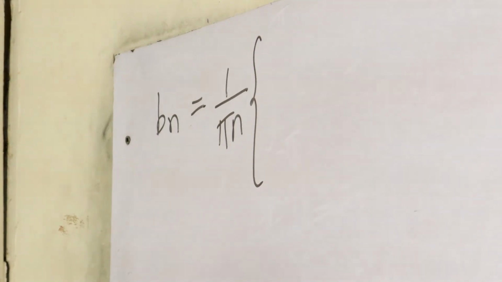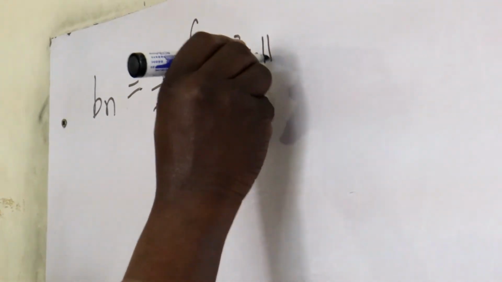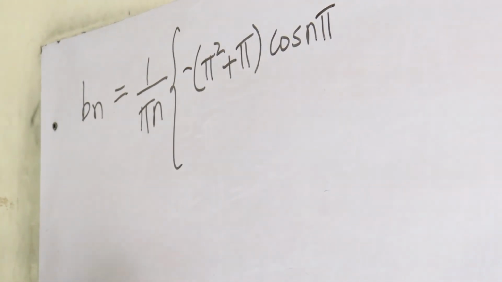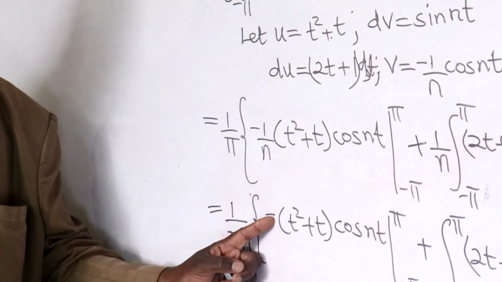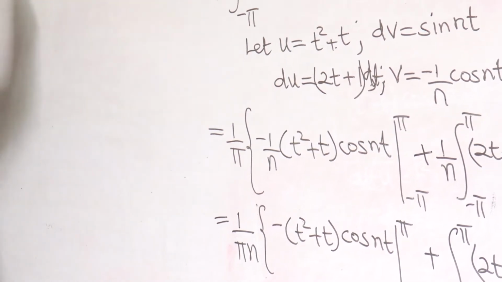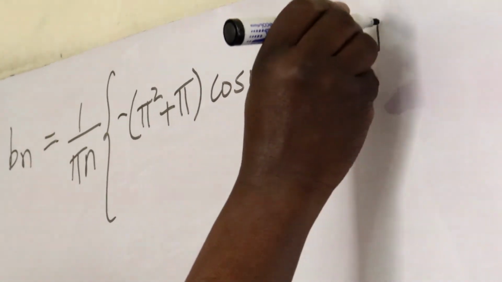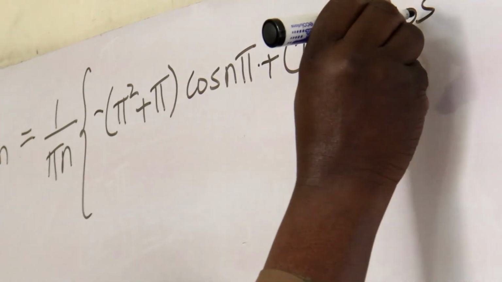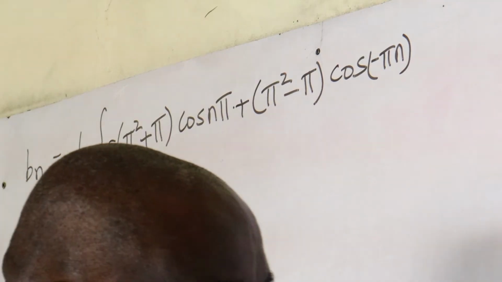Now we can start inserting the limits. It will be minus into pi squared plus pi, when we input the upper limit, cos n pi. Now plus minus: the minus, when inserting the lower limit, will clear this minus, so it will become positive. And then when we input negative pi where there is pi squared, it will be plus pi squared minus pi. Where there is t, we input minus pi. Now this one will be multiplying cos negative pi n. So we have cleared with these first limits.